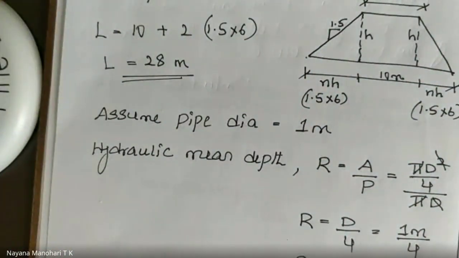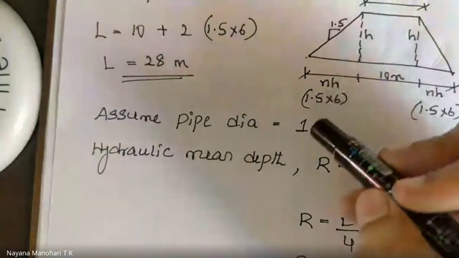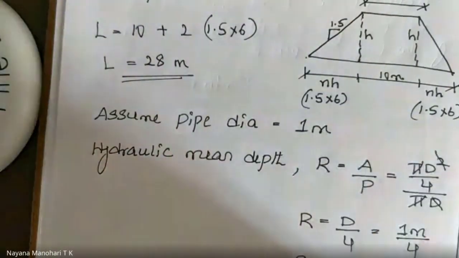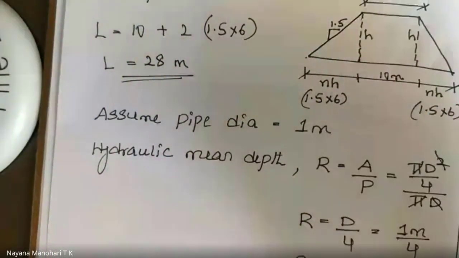That is the pipe diameter, that is 1 meter. They have not specified it. In a particular problem, they are going to specify the diameter of the pipe, that is the internal diameter of the pipe, say 1 meter. Depending upon that diameter, you need to consider that. In this problem which I am solving, they have not specified the diameter. That's why I assumed it as 1 meter.